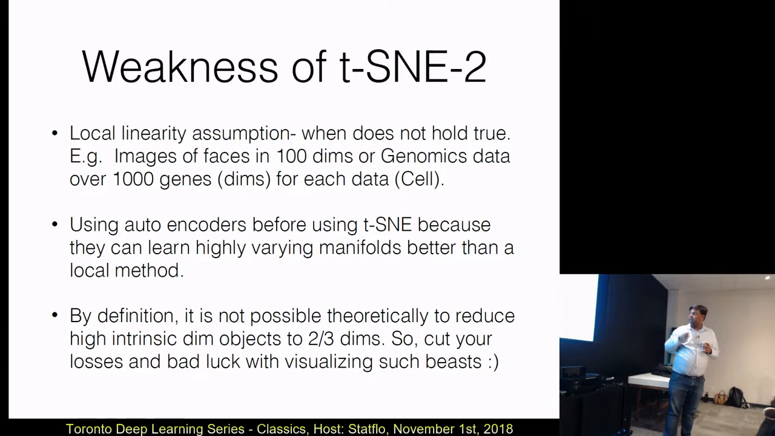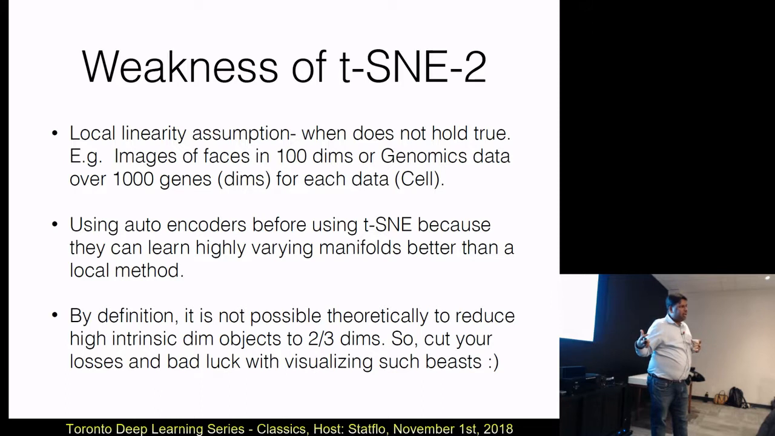Weakness of t-SNE 2 is the local linearity assumption, that means basically that if it does not hold true, that means there are intrinsically high dimensions, like I told you, images or genomics data. What do you do? What is suggested in the paper is essentially you can use autoencoders to learn the code and then take a layer of the autoencoder and then visualize it in a t-SNE plot.